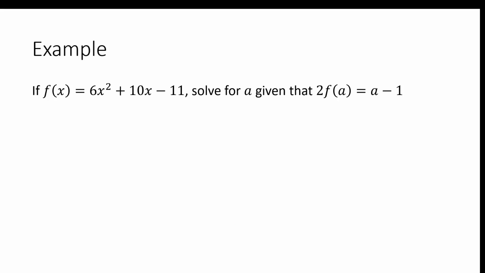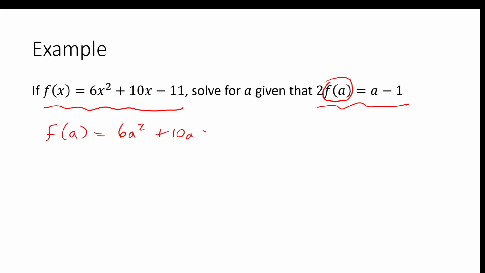And for this question, this one's a little bit different. In this question, we're being told that 2f of a equals a minus 1. Well, let's start by looking at f of a. Let's look at that function part first. If f of x is 6x squared plus 10x minus 11, then that means f of a must be 6a squared plus 10a minus 11. Well, if 2f of a is on the left-hand side, then that means the left-hand side is 2 times 6a squared plus 10a minus 11, and it equals a minus 1.